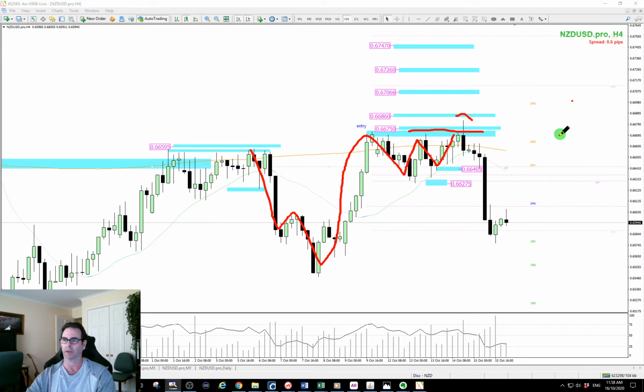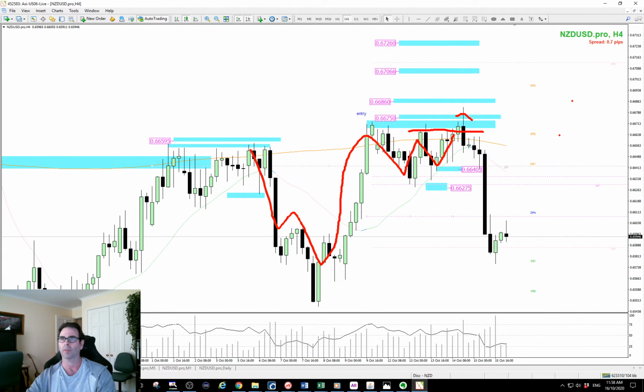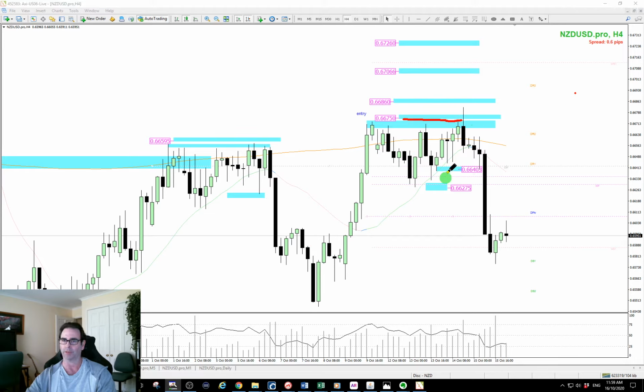Okay. So here was our entry through here. So the entry actually got triggered. We were looking at this originally to break here. So the maximum stop was down here. All right, so this is important to note. So maximum stop in this region.